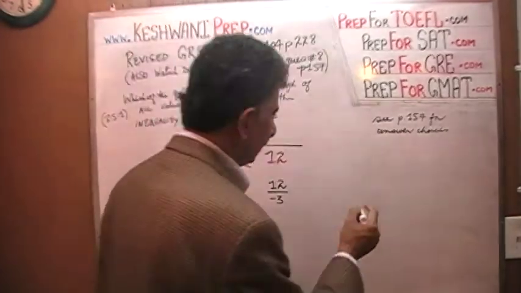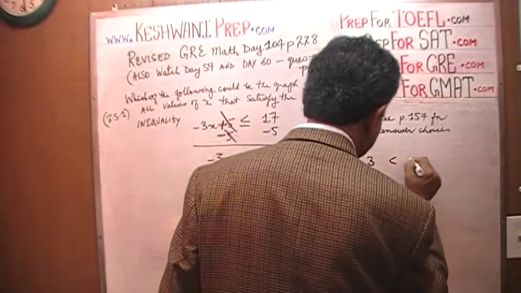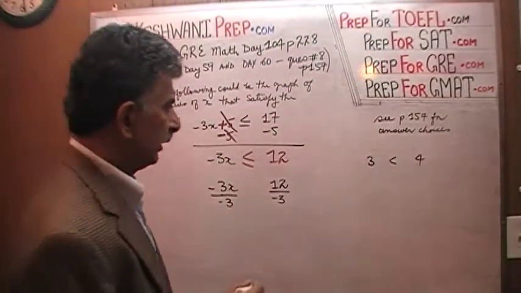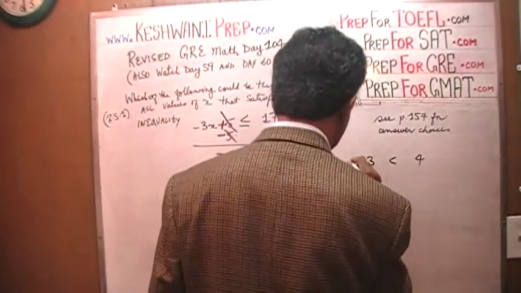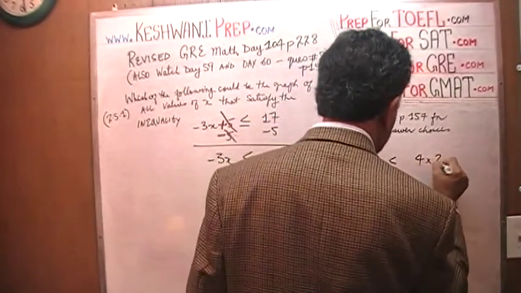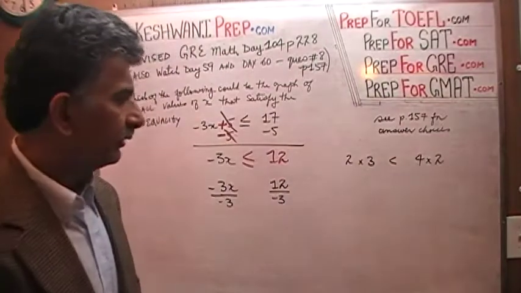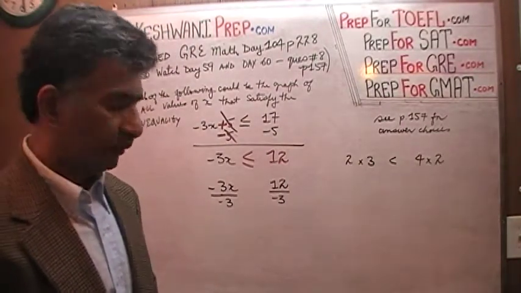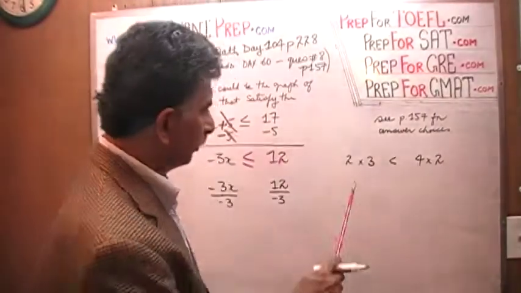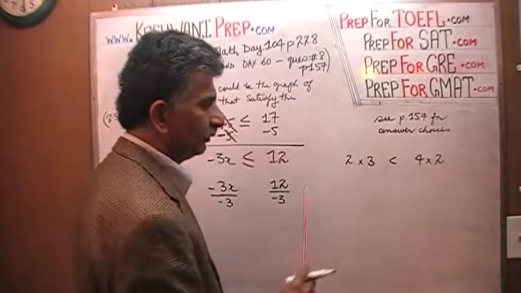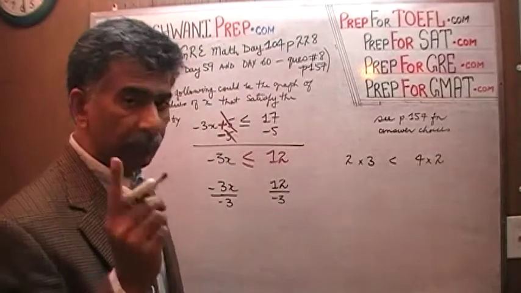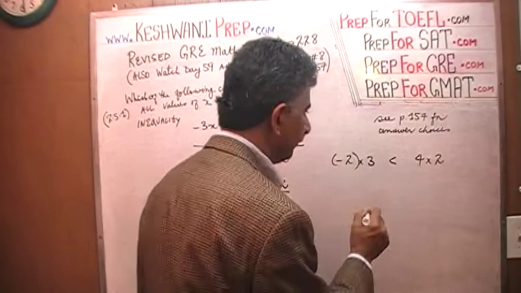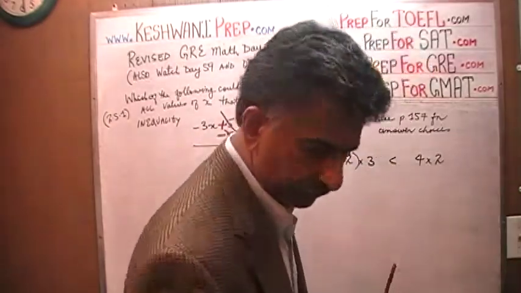For example, would you agree that 3 is less than 4? Of course 3 is less than 4. What if I were to multiply both sides by 2? Would you still agree that 2 times 3 is less than 4 times 2? Of course, 2 times 3 is less than 4 times 2. But what if we were to multiply both sides not by 2, but by negative 2?